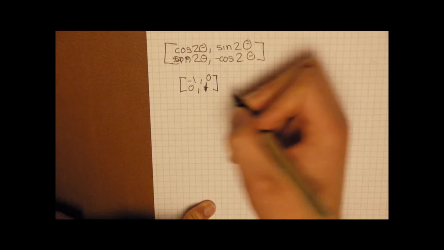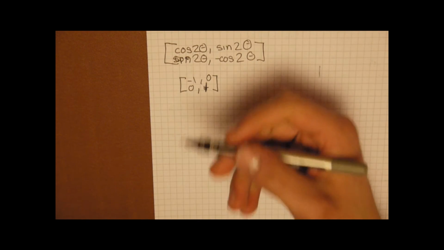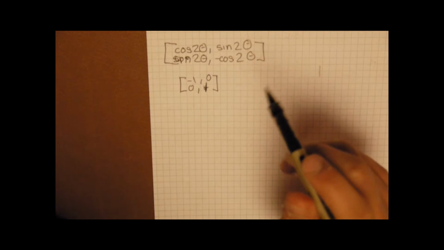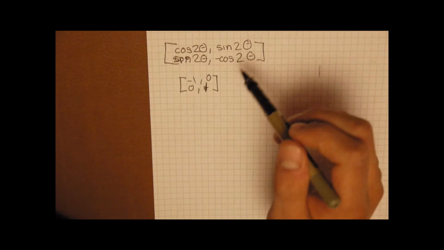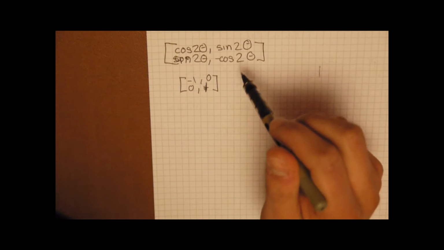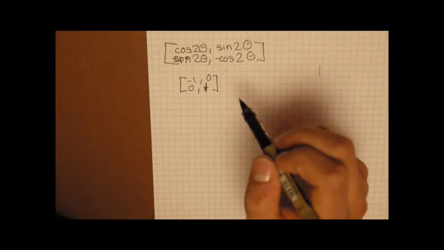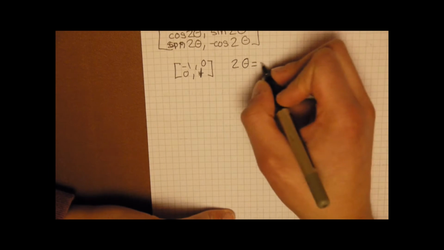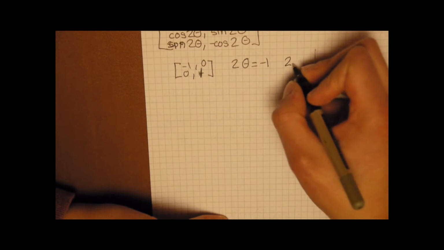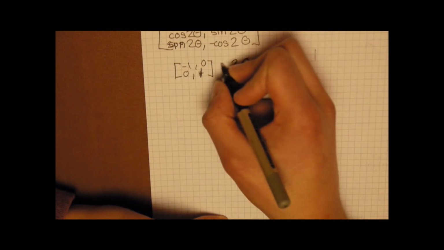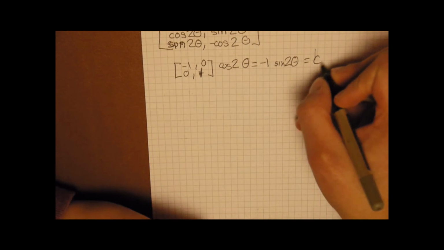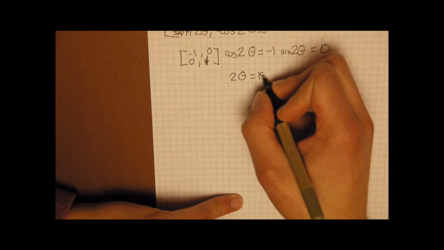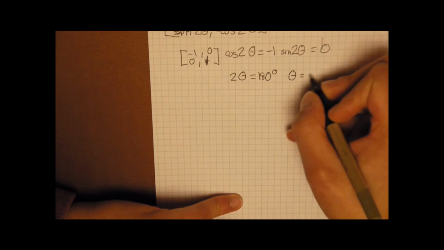As you can tell, it doesn't look like your standard reflection matrix because the minus sign's on the opposite side. But the point is that because it's cos 2 theta, we know that probably is a minus 1, which means that 2 theta must give minus 1. So we'll take cos 2 theta equals minus 1, and sine 2 theta equals 0. Solving it means that 2 theta equals 180 degrees, theta equals 90.